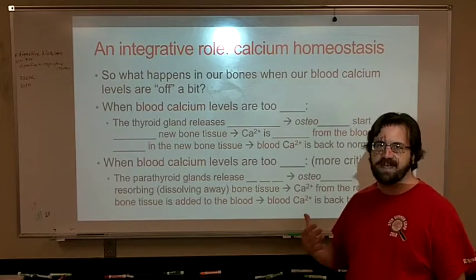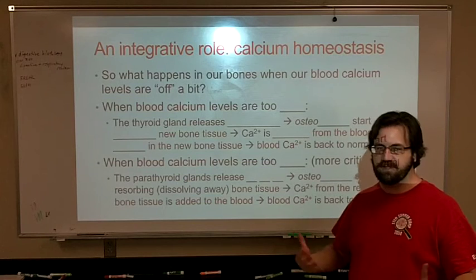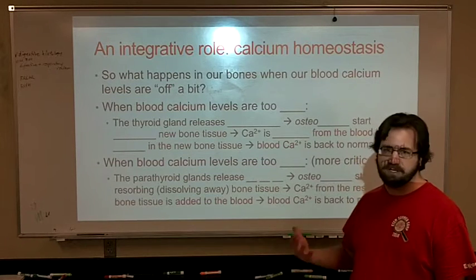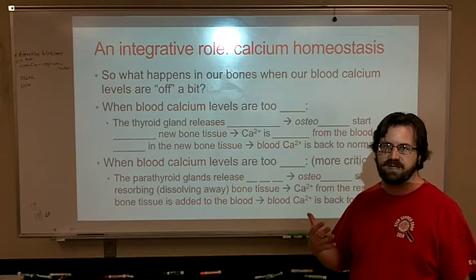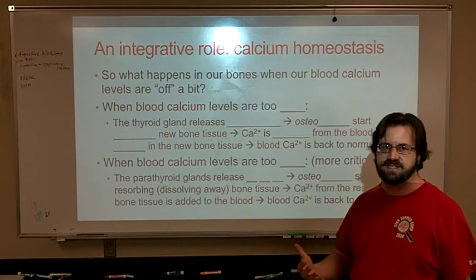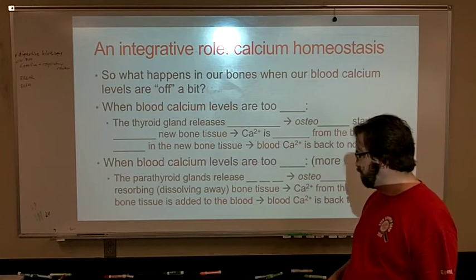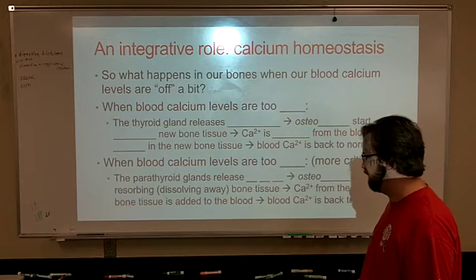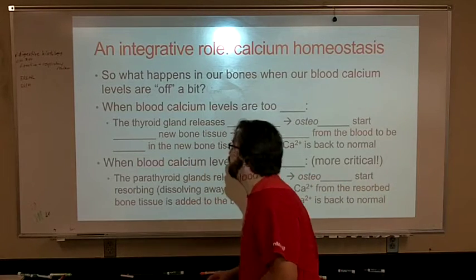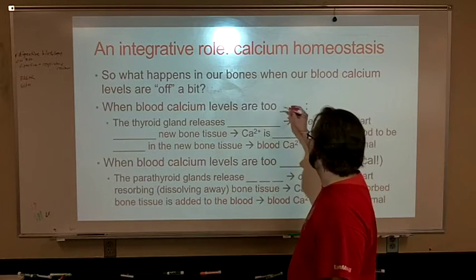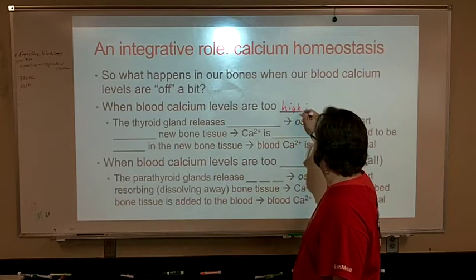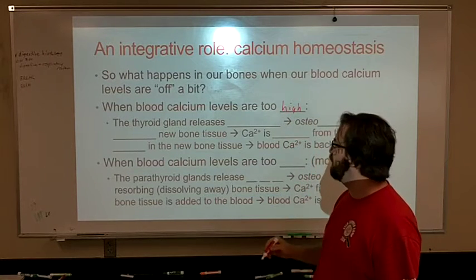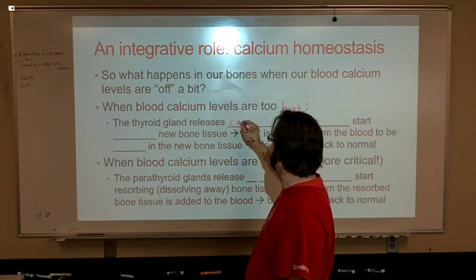So what happens if the calcium levels in our blood are off a little bit? We just talked about some of the things that respond in our body, the urine and the digestive tract, but let's talk about the bone response specifically. If the blood calcium levels are too high, the thyroid gland releases a hormone called calcitonin.